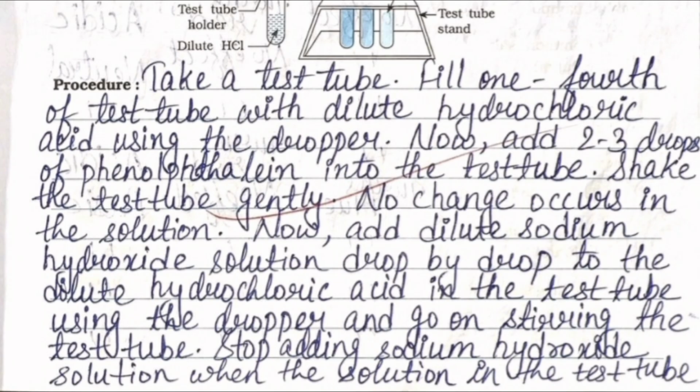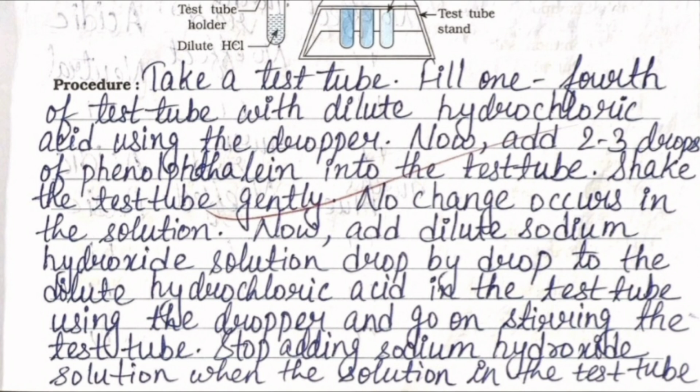And the procedure is, take a test tube, fill 1/4 of the test tube with dilute hydrochloric acid using the dropper. Now add 2 to 3 drops of phenolphthalein into the test tube. Shake the test tube gently. No change occurs in the solution.